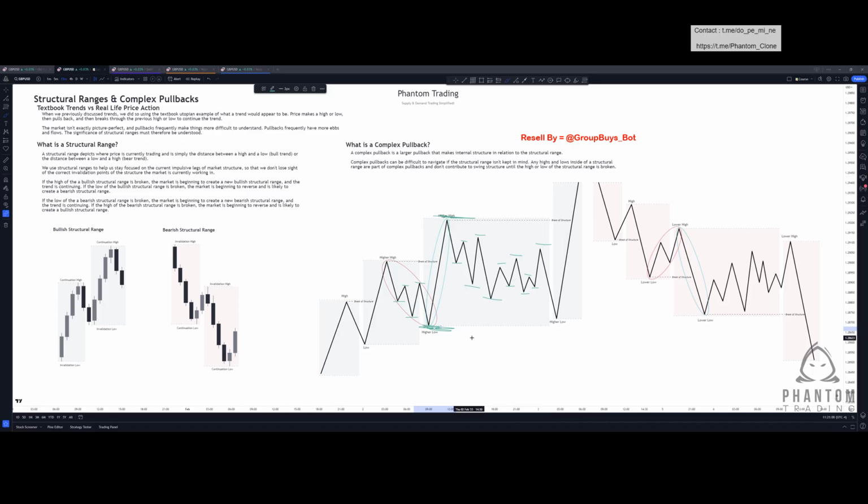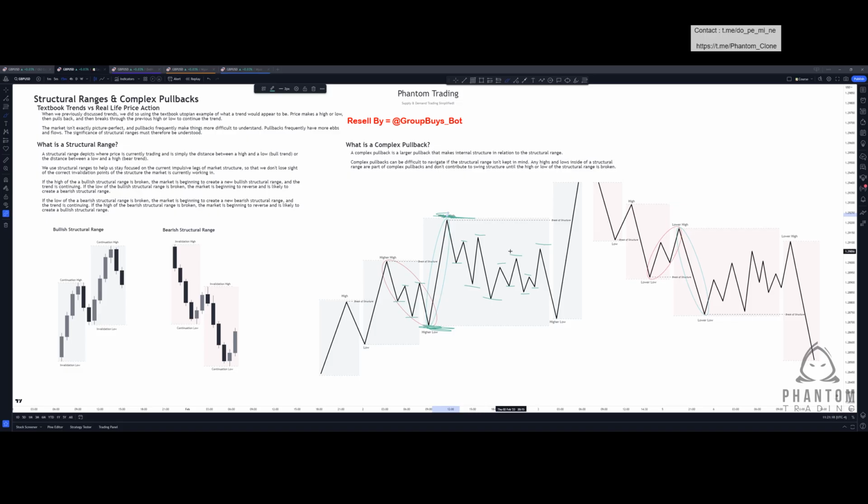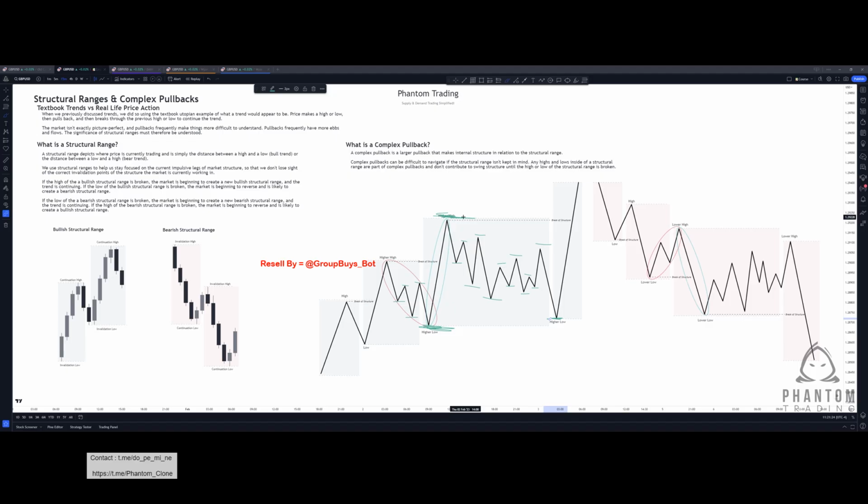So if we break and close below this low, we have invalidated the bullish structure and could potentially be switching bearish. And if we break above this high, we are continuing that bullish trend. Everything that's happening inside, all the structure that's being created inside of this bullish range is part of that complex pullback. And as we can see, the higher low forms and we continue moving to the upside, breaking above the previous high, forming a new higher high and continuing the bullish trend further.